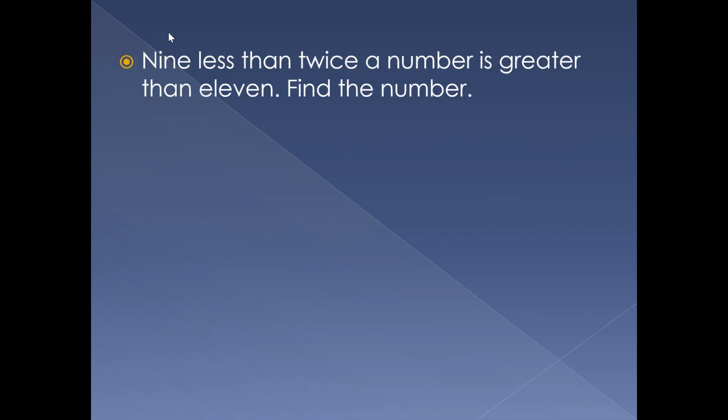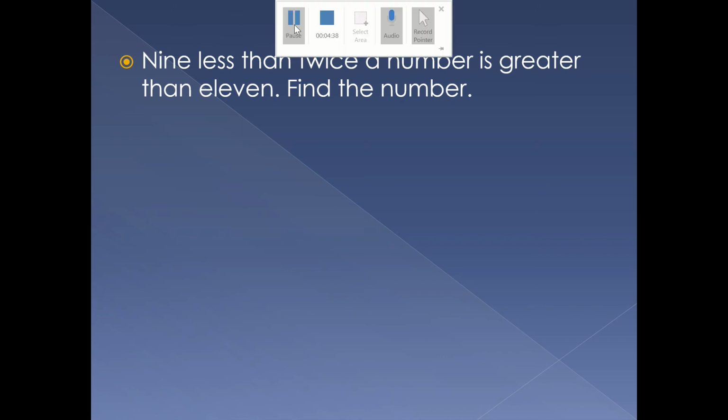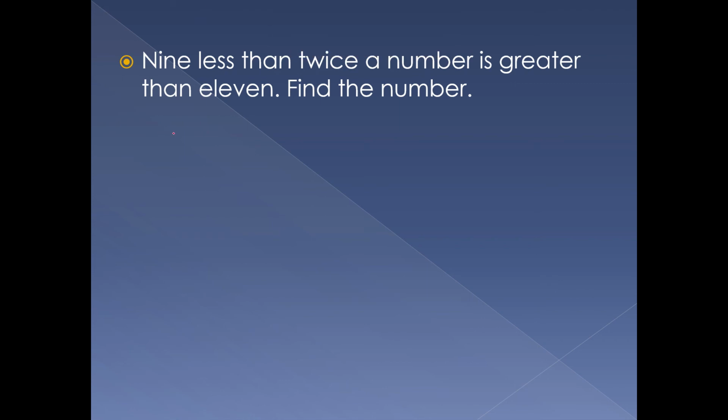All right, here's another one for you. 9 less than twice a number is less than or equal to negative 20. Find the number. So pause the video now. Try this one on your own. Define a variable, write an inequality, and solve. Pause the video now.